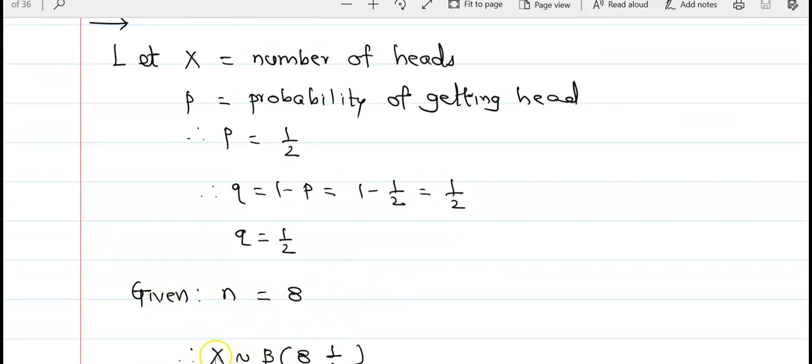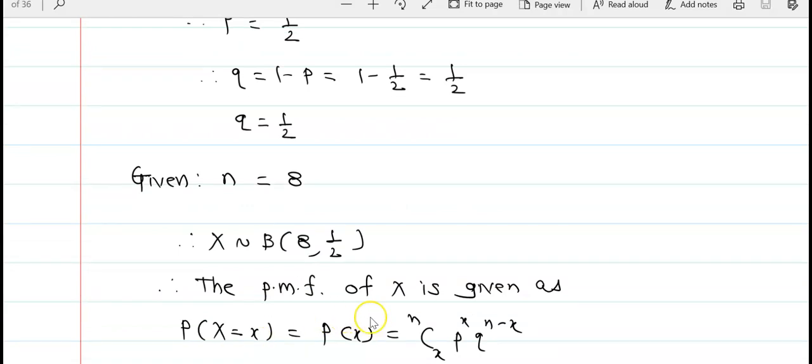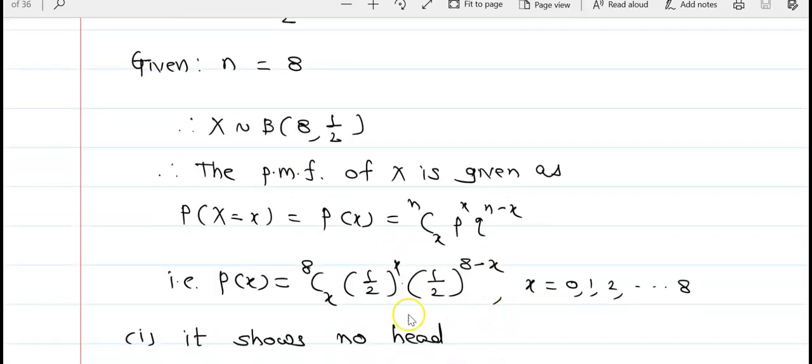N is equal to 8. X follows the binomial distribution with N equal to 8 and P equal to 1 upon 2. The probability mass function of X is given by the formula P of capital X equal to small x, that is P of X is equal to NCX, P raised to X, Q raised to N minus X. So P of X is equal to 8Cx, 1 upon 2 raised to X, 1 upon 2 raised to 8 minus X, where X is equal to 0, 1, 2, up to 8.